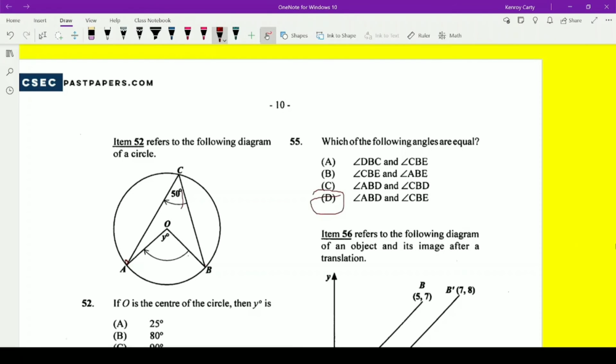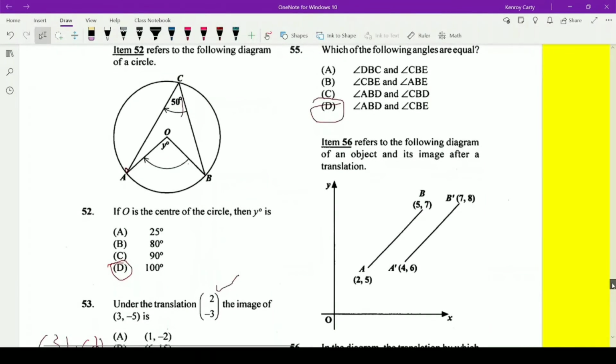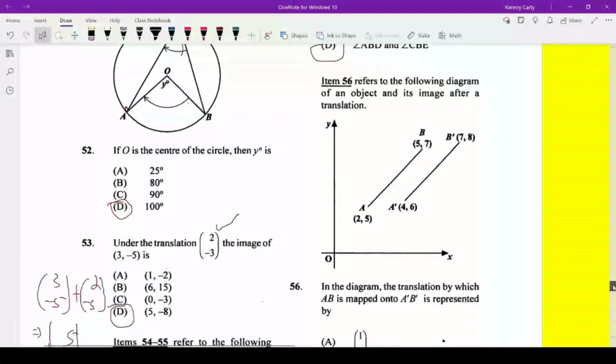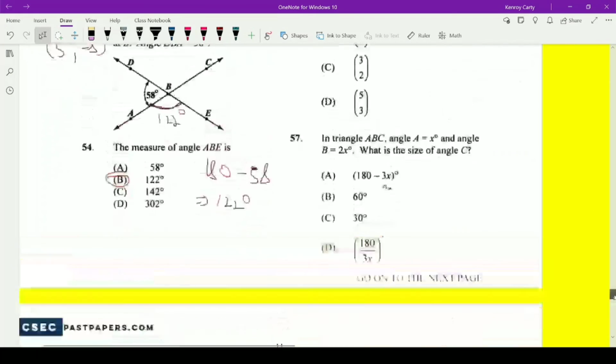Let's go back down here to make sure we verify that. Alright, whenever you see an X, we have what we call vertically opposite angles. ABD, CBE. Yeah, that's vertically opposite. Look for the Jamaica flag or you look for the X. Alright.